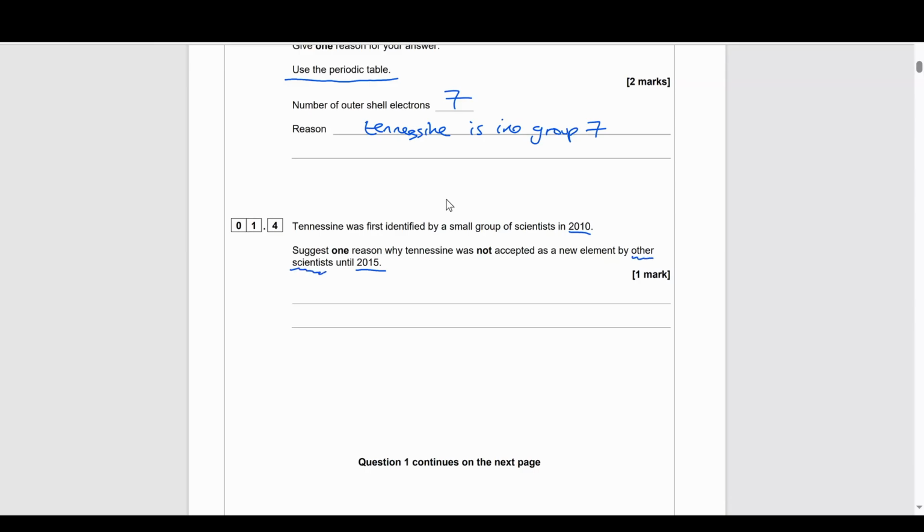Now, usually when some scientists discover something, they want to make sure that the work that they have discovered is true and that no false claims are made. So they give their work to other scientists to check it, and that is known as peer review. So what probably happened between 2010 and 2015 was that peer review was carried out. It's not asking us to explain the reason why. It's just suggesting, and that is a logical suggestion.